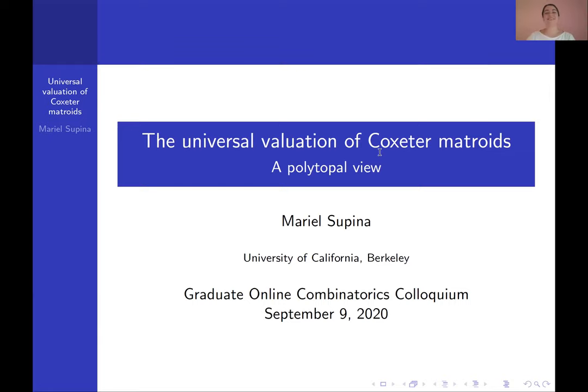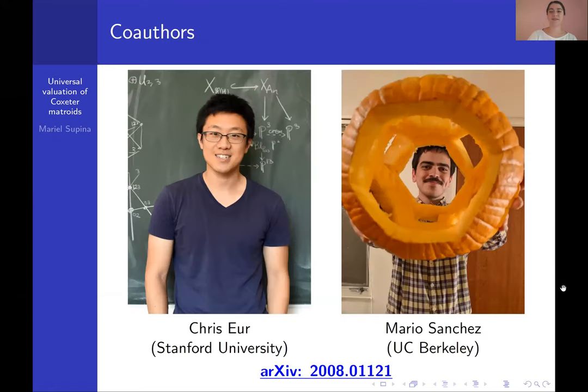Yeah, thank you, Andres. I'm really excited to be able to talk about this work in this graduate online combinatorics colloquium. So there's four keywords in my title: universal, valuation, Coxeter, and matroids. And I'll try to unpack all of that. So don't be worried if some of these words are unfamiliar to you. So to start, hopefully the slides are changing and that's working.